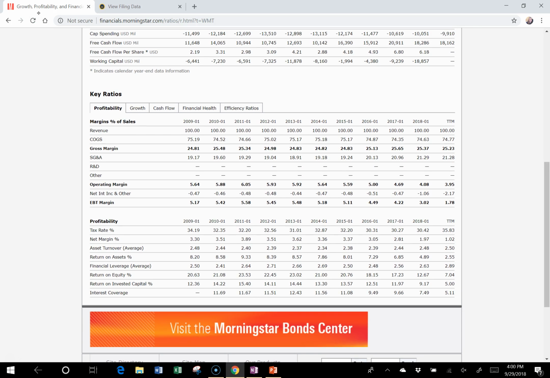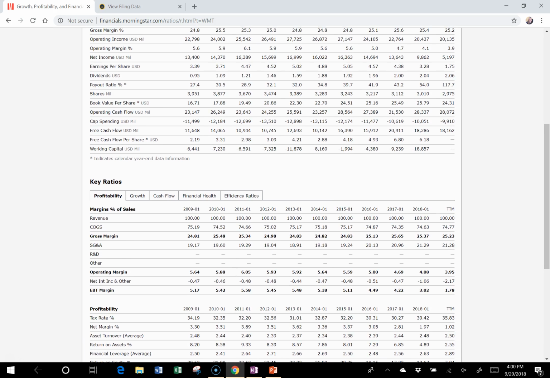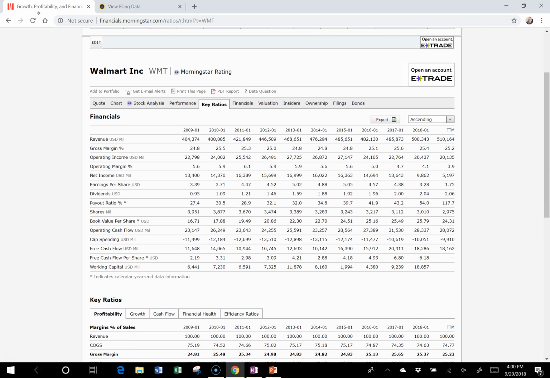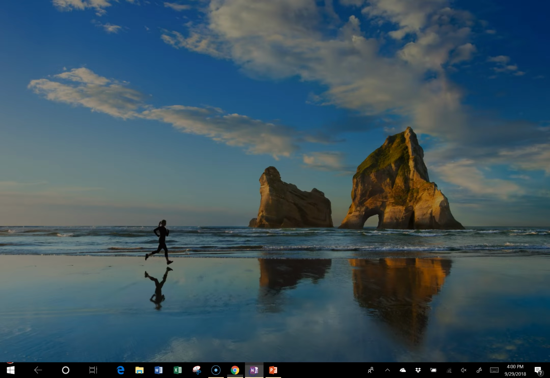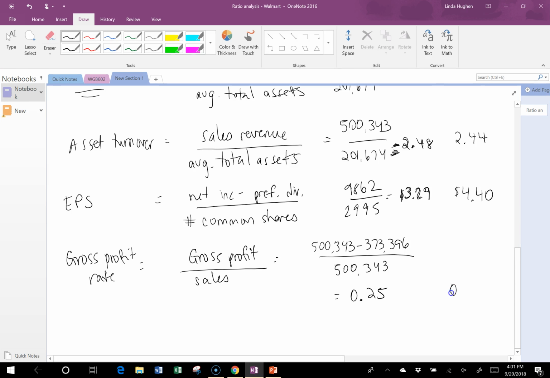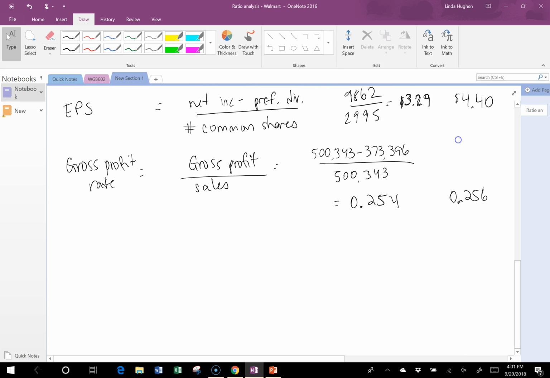If we look at the prior years in Morningstar, this should be under profitability. Let's see. It doesn't look like they give it to us in profitability. Here it is up here, the gross margin percentage. It's been hovering about 25%. Here's the 25.4% we just calculated. Last year was 25.6%, so it has not changed very much. It has decreased very slightly.